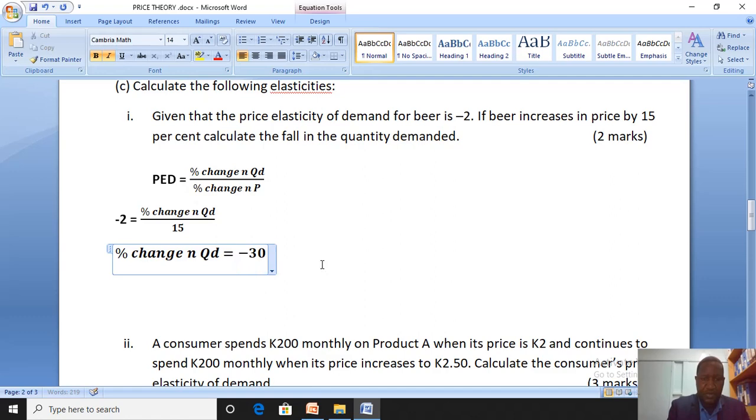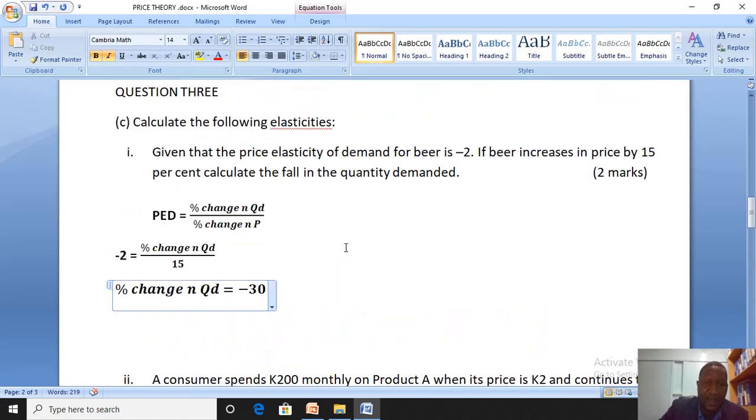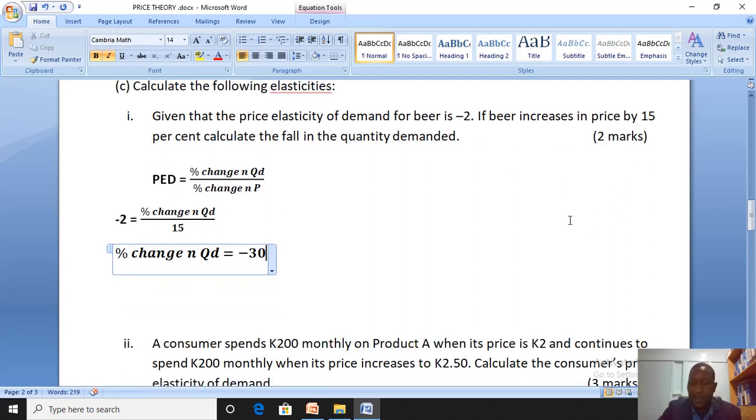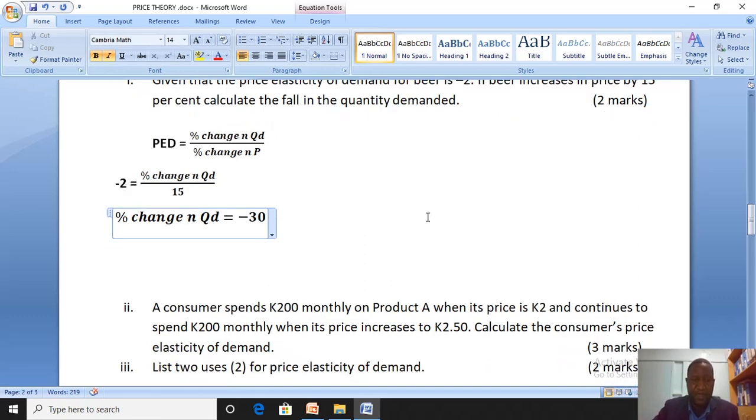It's going to be equal to -30. What does that mean? It simply means that the quantity demanded will fall by 30% if the price of beer was to increase by 15%. The price of beer increasing by 15%, quantity demanded falls by 30%. That's what that means or implies.